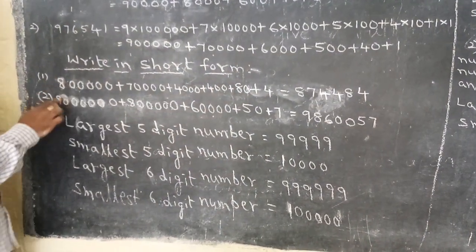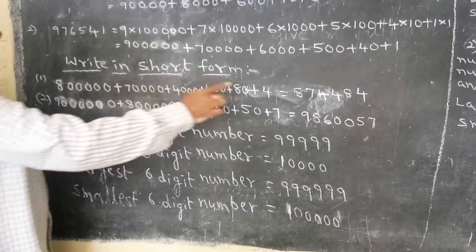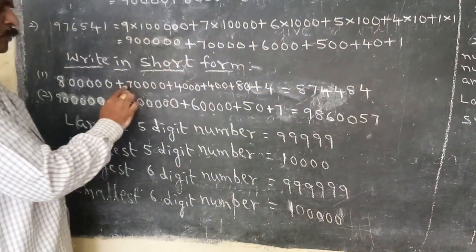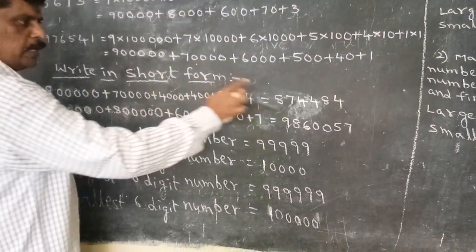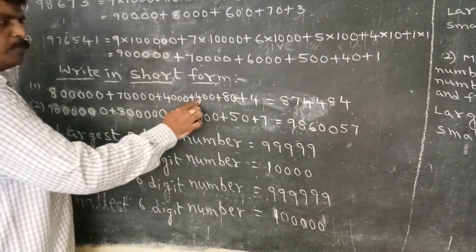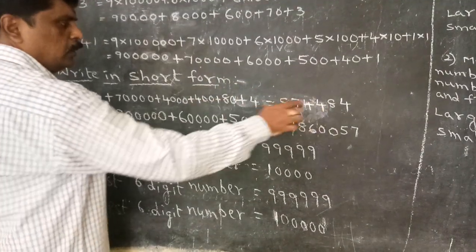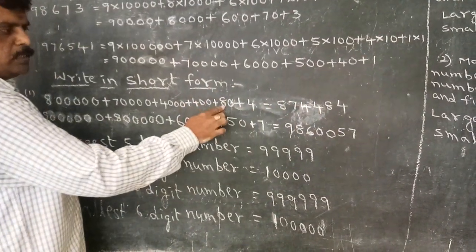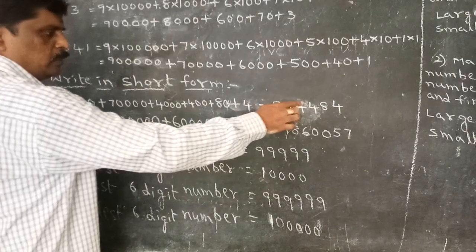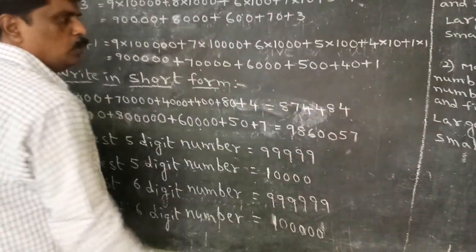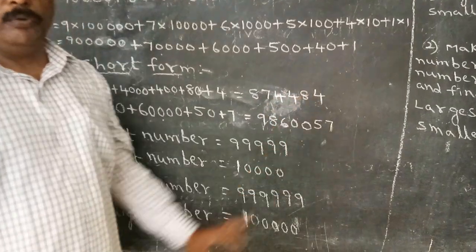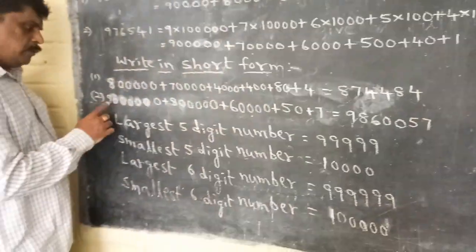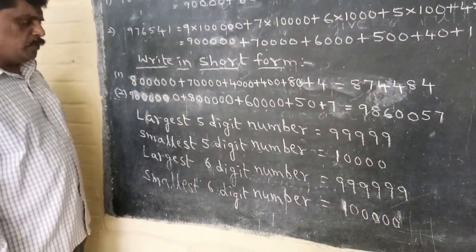The lakhs place is 8, so I write 8, and the 10,000 place is 7, I write 7, and the 1000 place is 4, I write 4, and the 100 place is 4, I write 4 here, and the tens place digit is 8, write 8, and the ones digit is 4. So our number is 8,74,484. I have given another example for you.